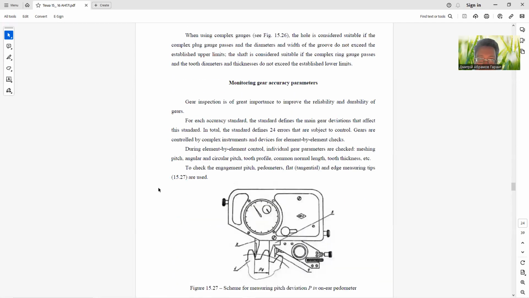When using complex gauges, the hole is considered suitable if the complex plug gauge passes and the diameters and width of the groove do not exceed the established upper limits. The shaft is considered suitable if the complex ring gauge passes and the tooth diameters and thicknesses do not exceed the established lower limits.